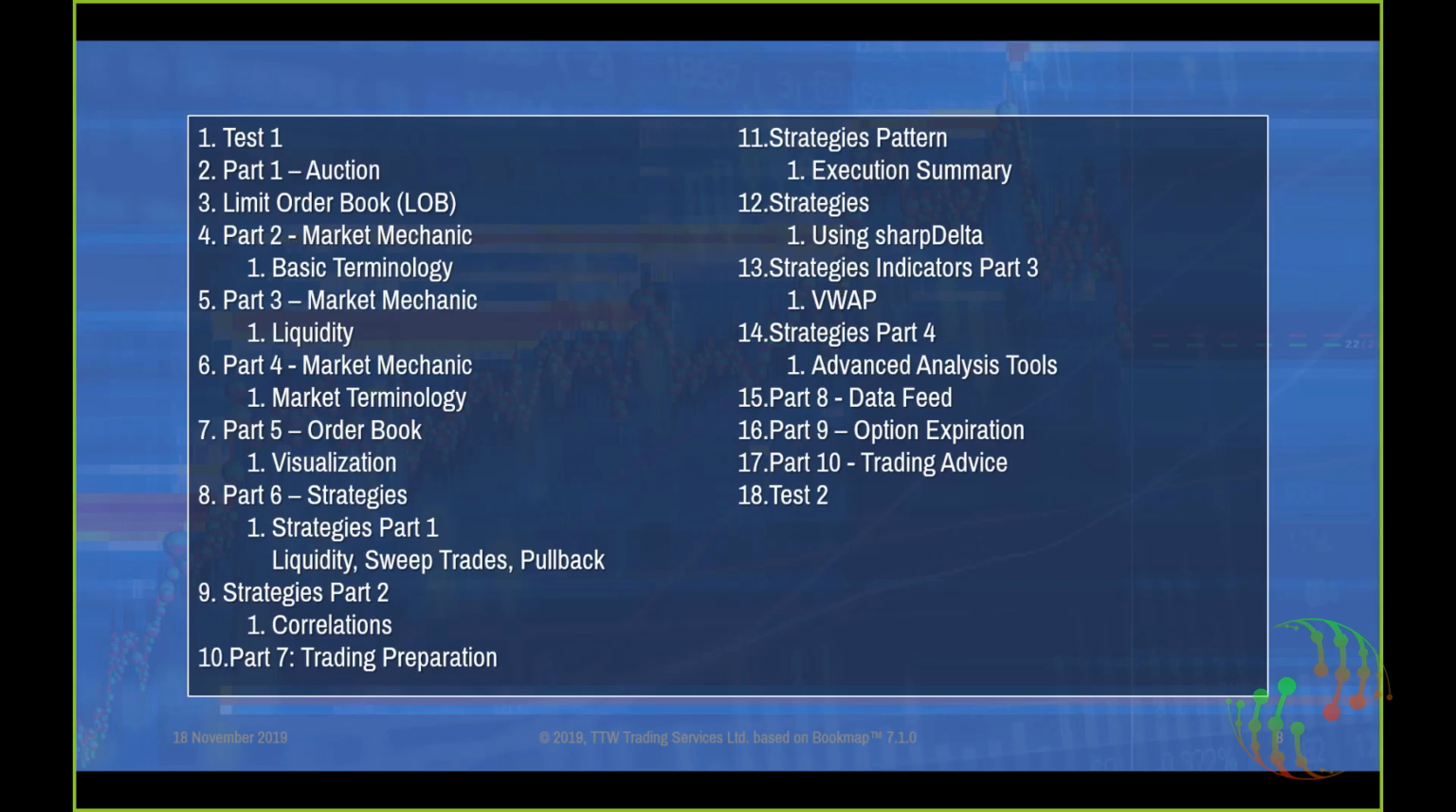We will start with the auction, limit order book, market mechanics, liquidity, market terminology, visualization, strategies, understanding liquidity, sweep, trades, and pullbacks, then correlations, then trading preparation, execution summary. I have put a new chapter based on the experience in the live education room, Sharp Delta. VWAP is an important part, and we will go through the advanced analysis tools. We will talk very briefly about the data feed, option expiration, trading advice. I don't believe it's necessary to go through, but I left it in this documentation.